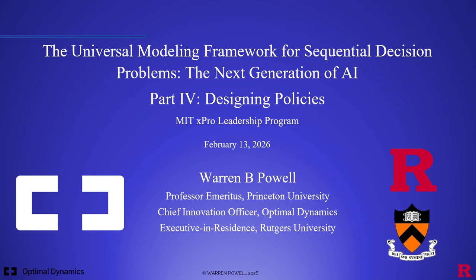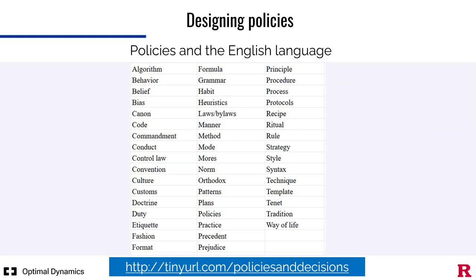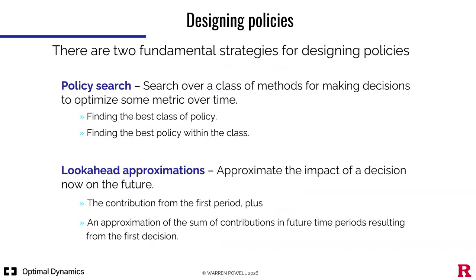Welcome to part 4 of my talk on the Universal Modeling Framework for Sequential Decisions. This is on designing policies. Now, I'm often asked, what is a policy? A policy is a method that makes a decision using the information in the state variable. Any method. Now, I'm up to almost 50 different ways in the English language with words that effectively mean, in this right context, of how to make a decision. So this is something that's pretty widely understood and applied within the English language.